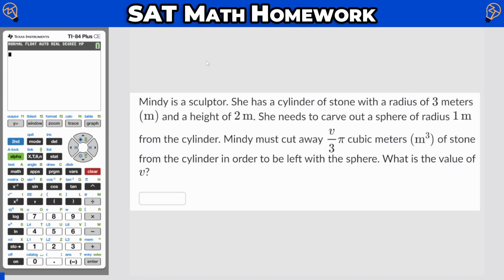So notice the shapes that we're dealing with here. They're talking about a cylinder and they also talk about a sphere. And for both of these, we're talking about the concept of volume. So there's two ways you could obtain the standard equation for volume of these shapes.